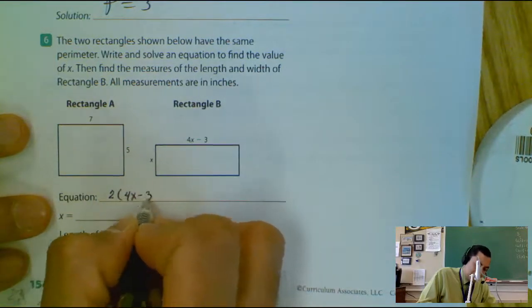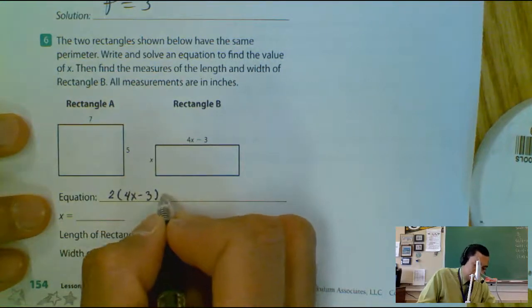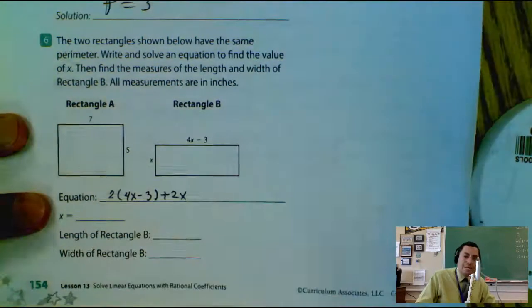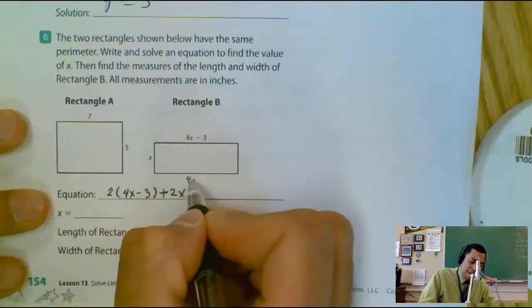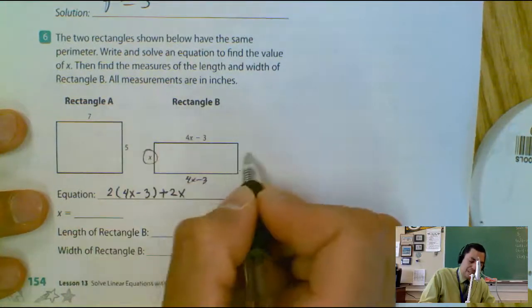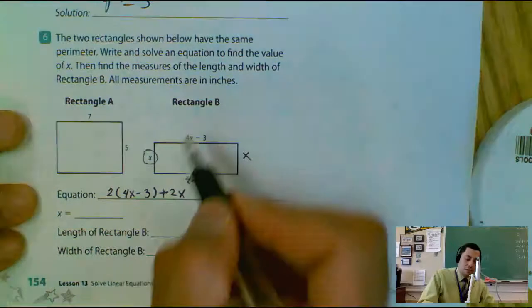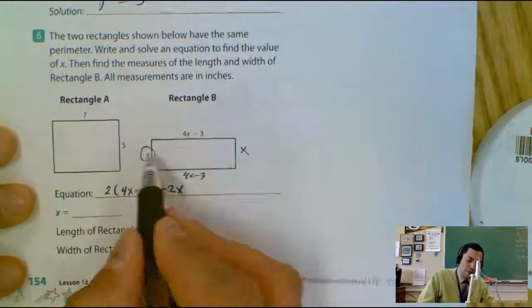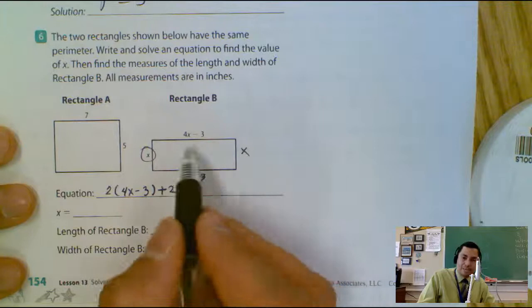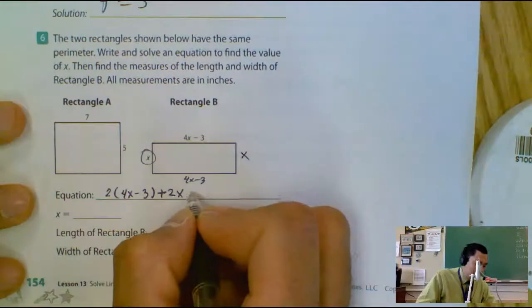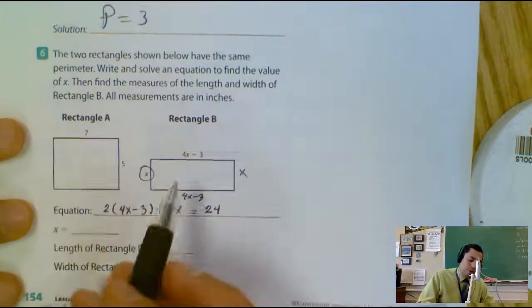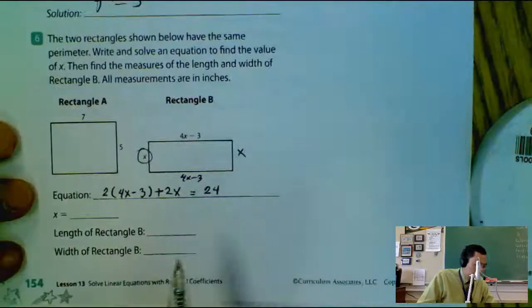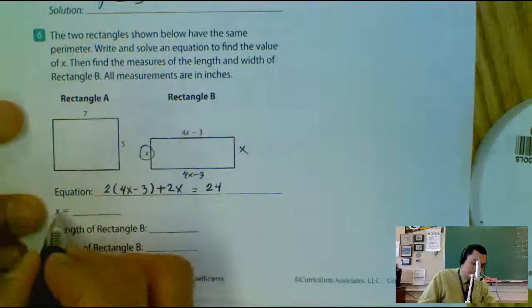4x minus 3 plus 2x. Where do I get that one? This is 4x minus 3. If this one is x, this one is also x. So 4x minus 3 times 2, plus 2 times x, because you have 2x. And this equals 24.